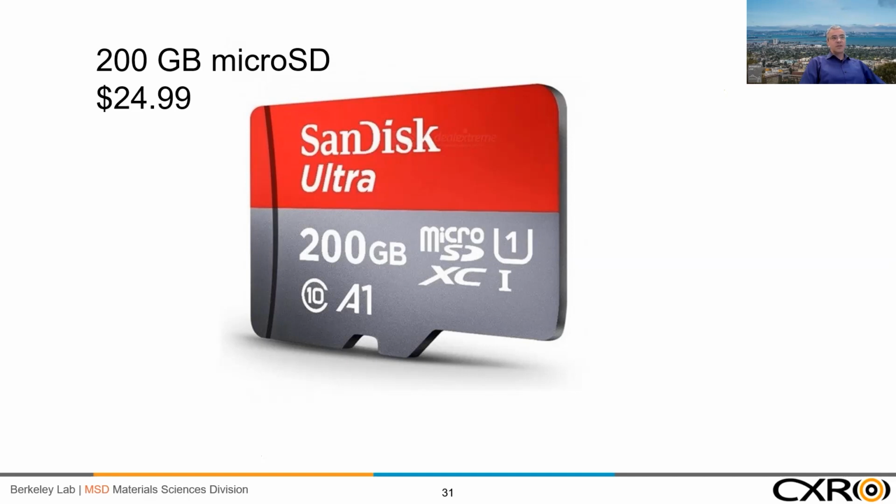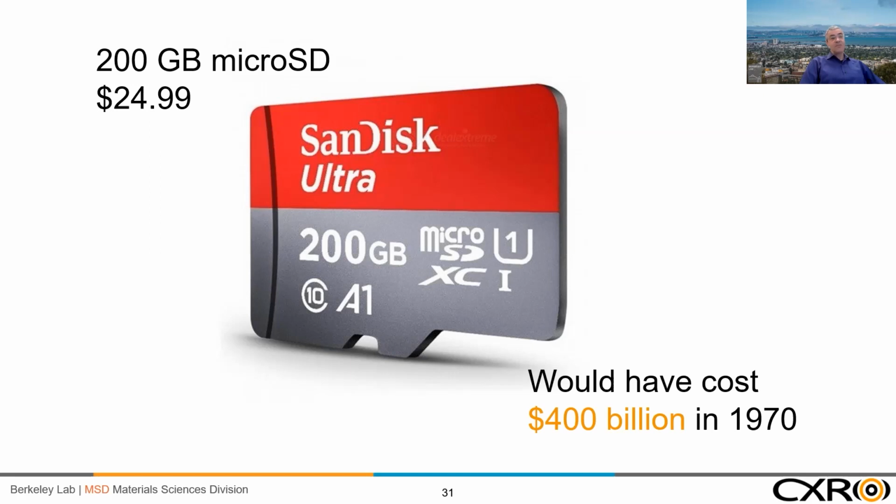I like to use this example in my EUV class. If you look at Amazon today, you can probably buy a 200 gigabyte chip. That's about the size of a fingernail, and it costs about $25. If you think back to what this amount of memory would have cost in 1970, it's kind of staggering. That number is $400 billion. Now, obviously, we couldn't even have made this much memory back in 1970, but this is, in a nutshell, the power of Moore's Law.